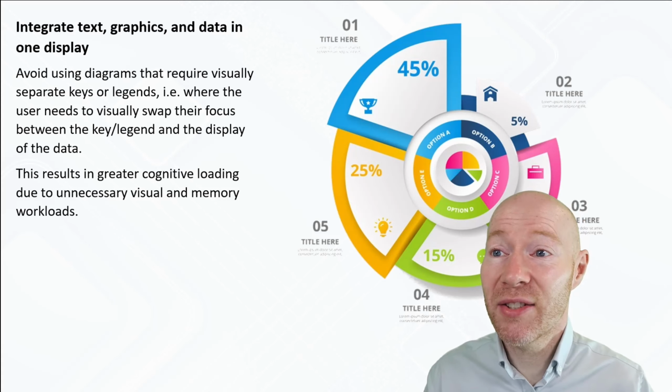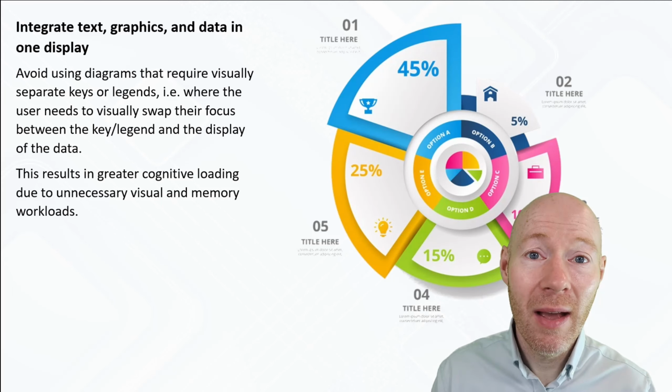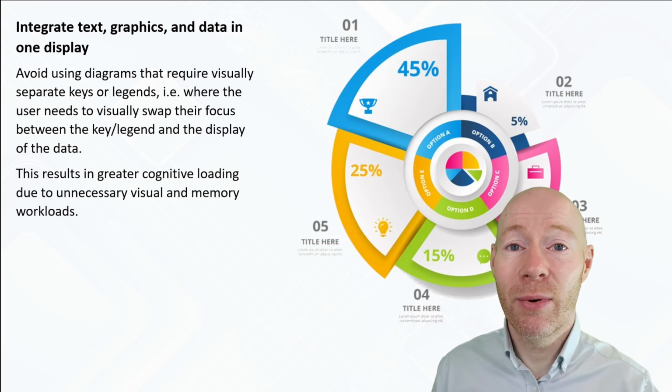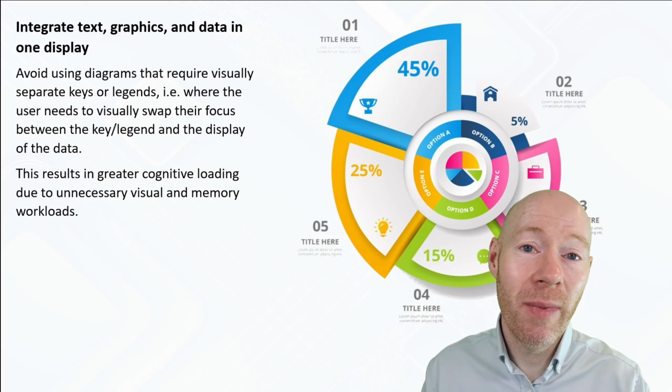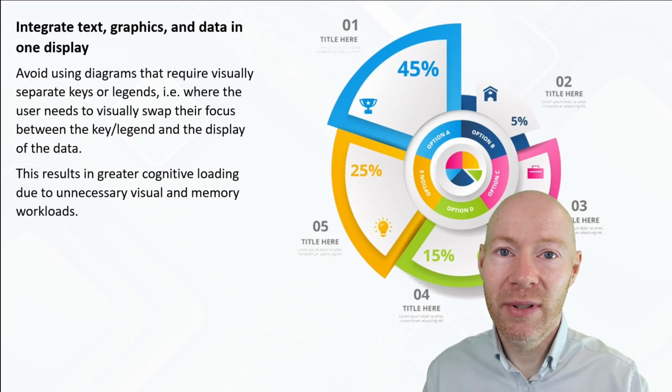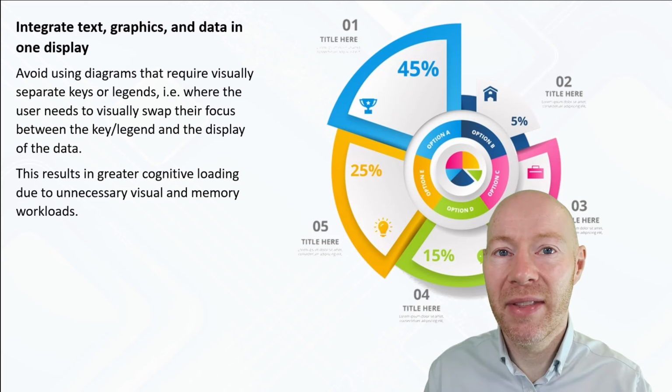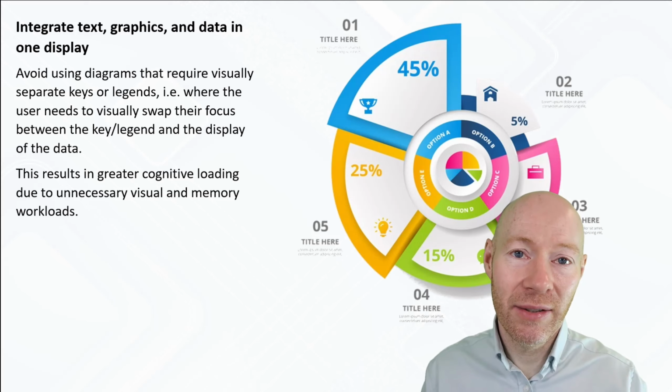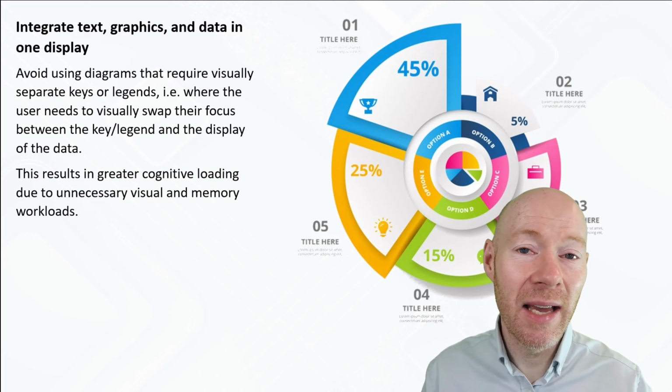For integrating text, graphics, and data in one display, so if we do have data we're going to be displaying, it is important to make sure that we have labels and legends and things like that that help the user understand and interpret what they are seeing.